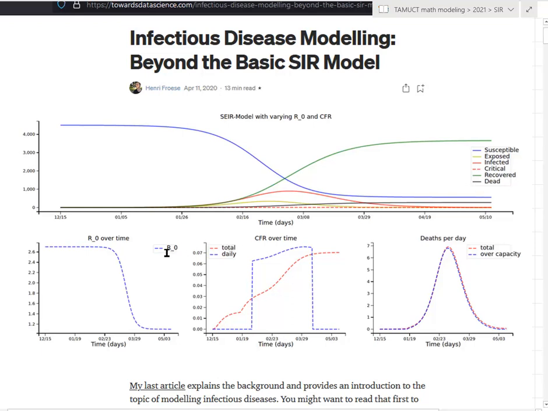All right, here's some other graphs that you have: the reproduction number over time, and then this is called case fatality rate, and this is deaths per day. So you can plot things like this. We'll probably be focusing more on this graph. We might do a deaths per day graph. All right? So let's go down and see this.